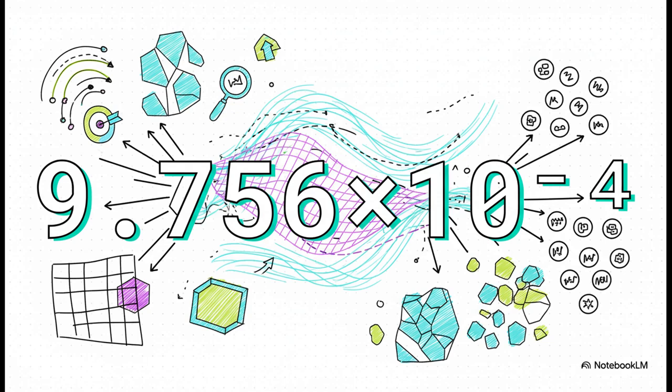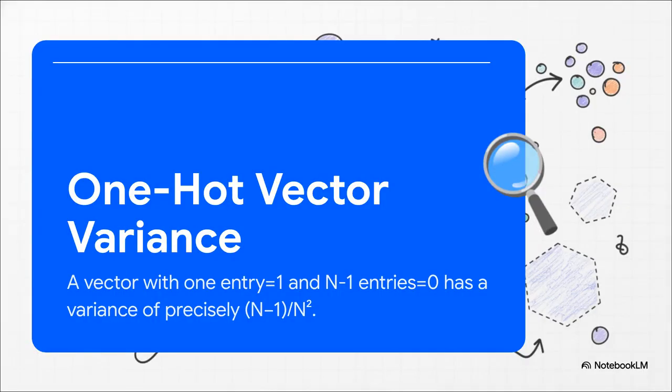Now, this number isn't random. It is the crucial clue. So why this number? Well, it's no coincidence. It's actually structurally identical to the variance of something called a one-hot vector. That's just a vector where one entry is 1 and every other entry is 0. And if you calculate the variance for that kind of vector, where n equals 1024, you get this exact number.